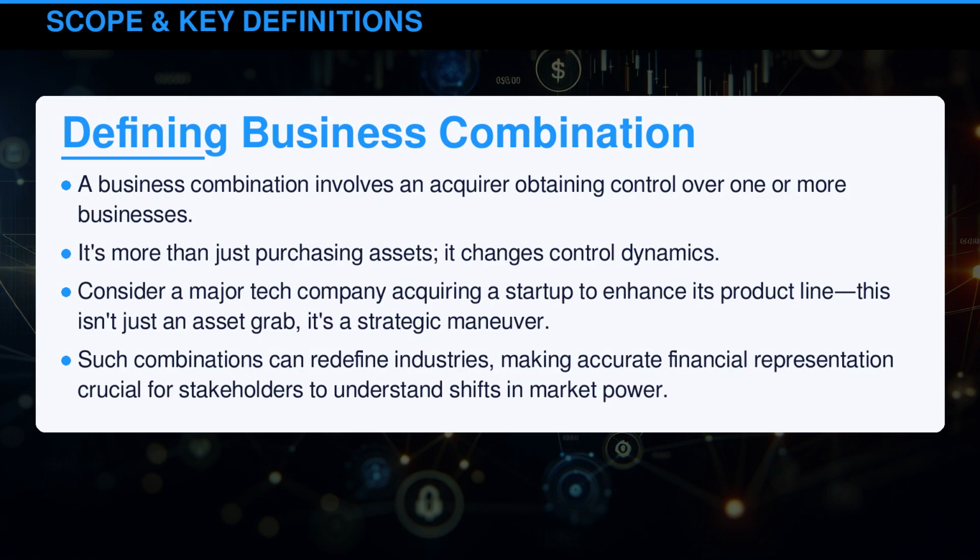A business combination involves an acquirer obtaining control over one or more businesses. It's more than just purchasing assets, it changes control dynamics. Consider a major tech company acquiring a startup to enhance its product line. This isn't just an asset grab, it's a strategic maneuver. Such combinations can redefine industries, making accurate financial representation crucial for stakeholders to understand shifts in market power.